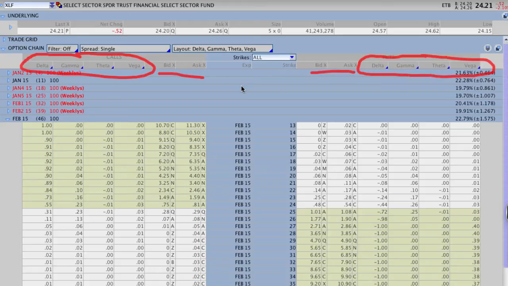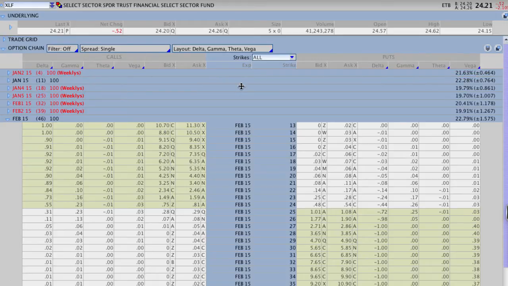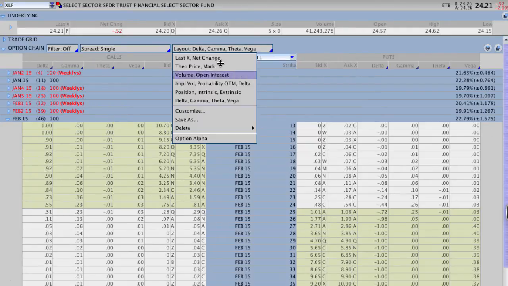So what we're going to do is change things up a little bit, and create a custom layout by adding some different columns to our trade tab. What I've already done is saved this in my platform as my Option Alpha setting, and that's what I use here.